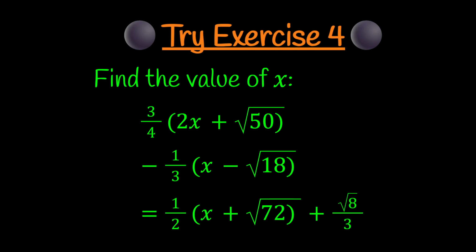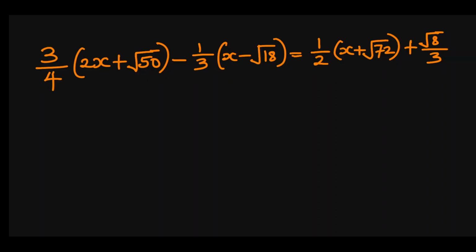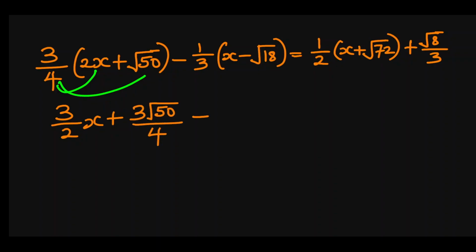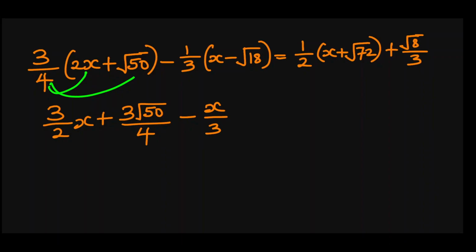Now for this fourth and final try exercise, we are asked to find the value of x. So as usual, we are going to expand the brackets because we don't want brackets in our answer as much as possible. So using the distributive law, this will multiply this will multiply this. So that will give us 3 over 2x plus 3 root 50 over 4 minus x over 3 plus root 18 over 3 is equal to x over 2.